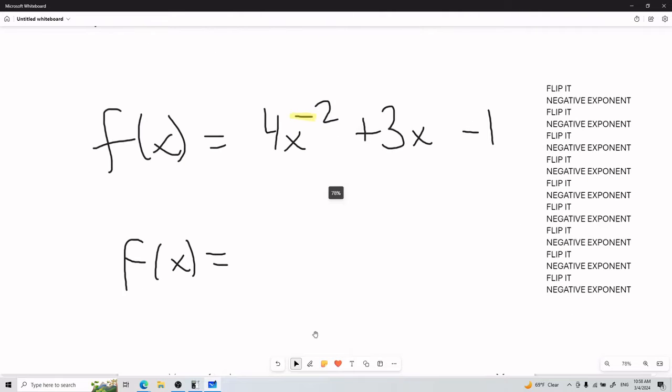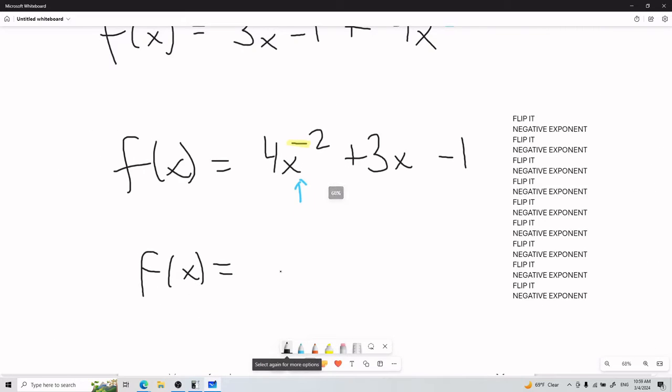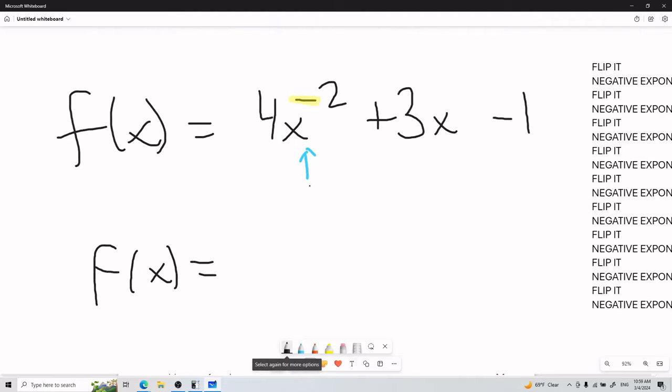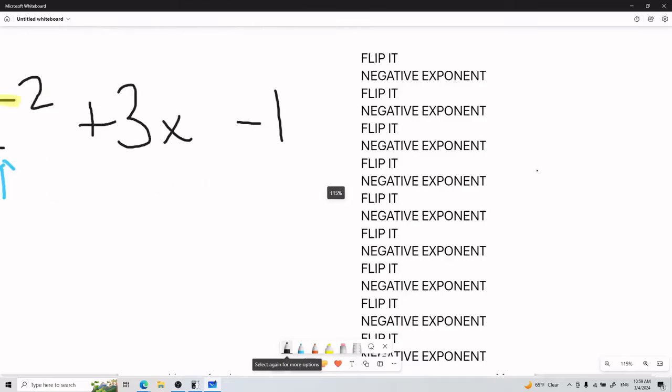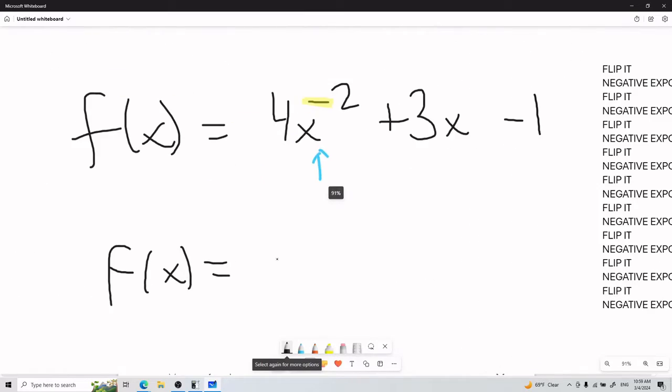And so what do I flip exactly? Well, this negative exponent is affecting what? Is it affecting the 4? Is it affecting the x? Is it affecting this 3? Ladies and gentlemen, it is only affecting this x right there. That means that if I apply the negative exponent, I flip it. Okay, so do a backflip. 4 divided by x to the power of 2.